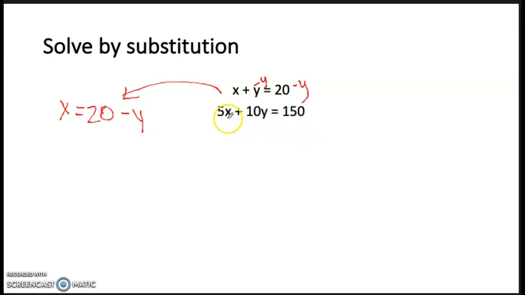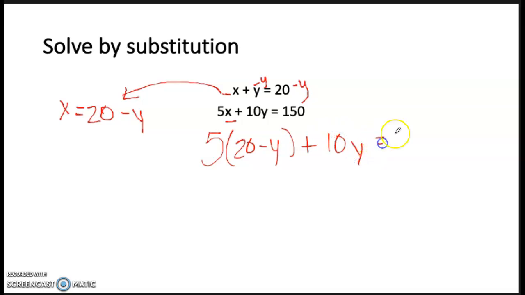Now I'm going to use my second equation and substitute 20 minus y where I see an x. So 5 times x, which is really 20 minus y. And then I write the rest of my second equation.